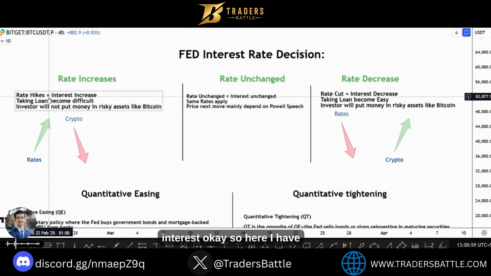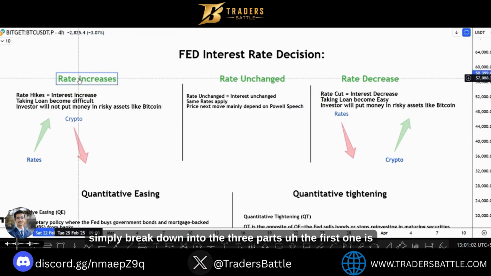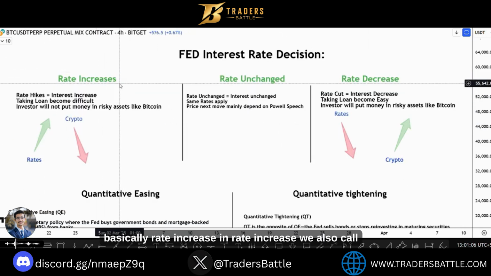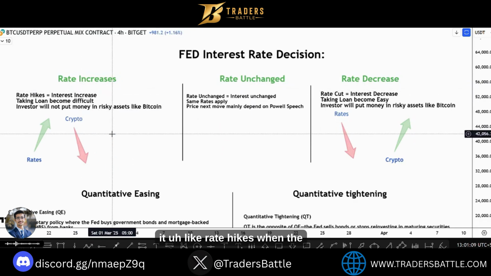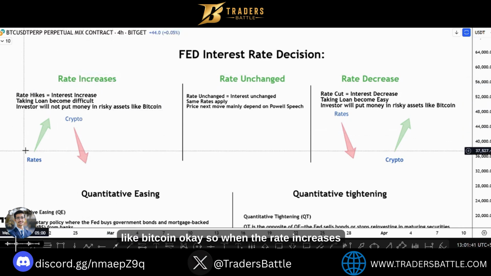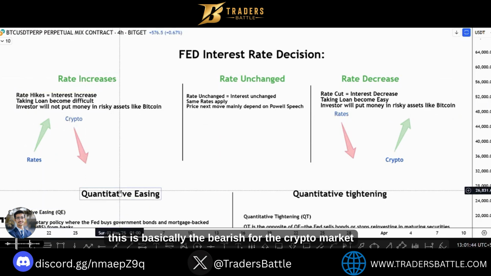Here I have simply broken it down into three parts. The first one is rate increase, which we also call rate hikes. When rates hike, taking a loan becomes difficult, and investors do not put their money in risky assets like Bitcoin. As I told you, people usually try to avoid borrowing money. When they don't borrow, they will not invest, and the money will not flow into risky assets like Bitcoin. So a rate increase is bearish for the crypto market.